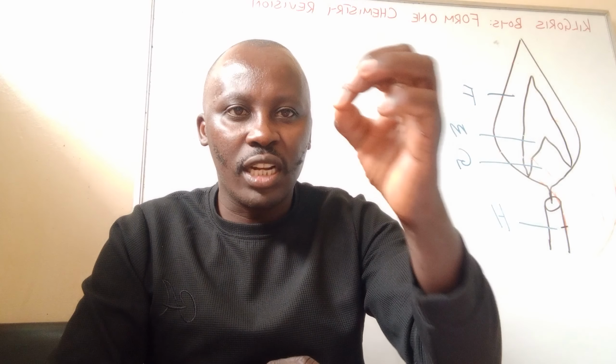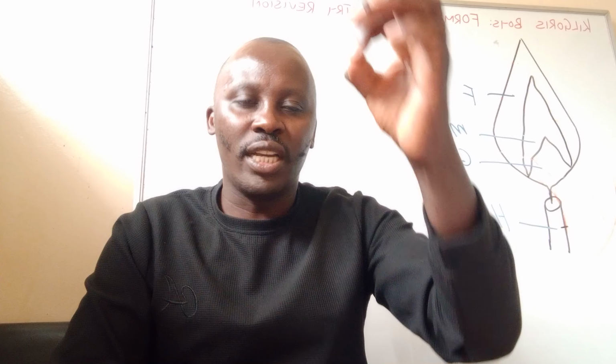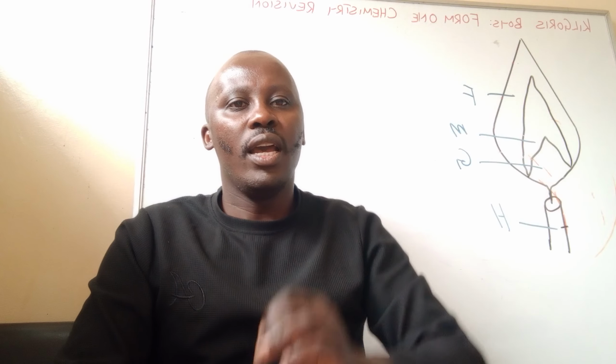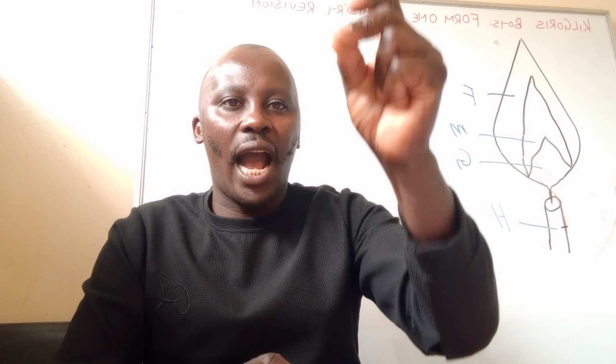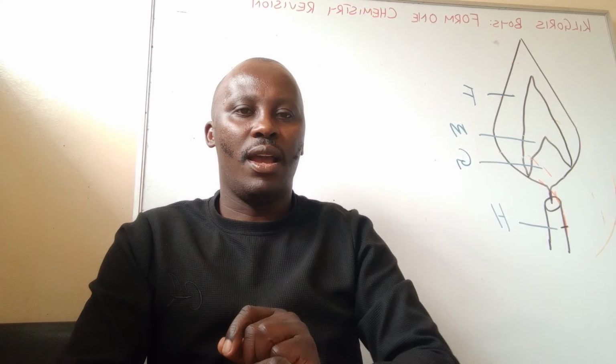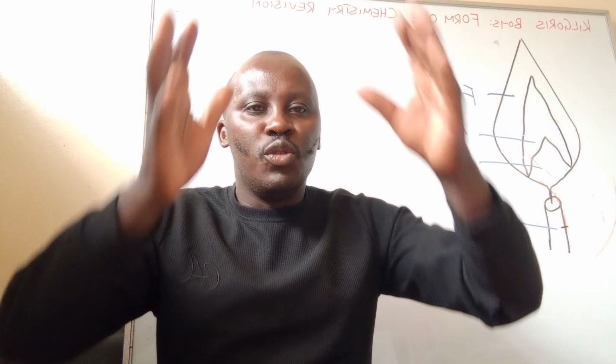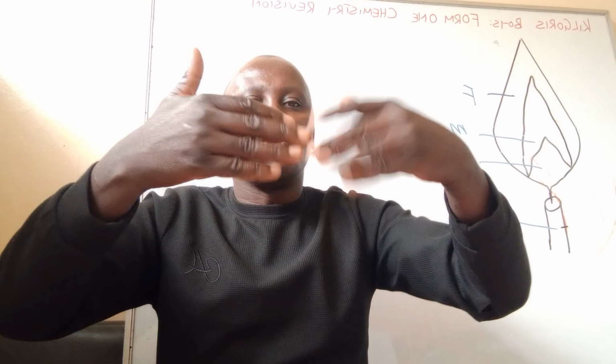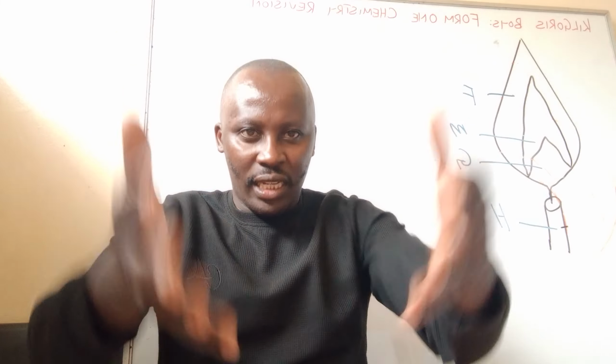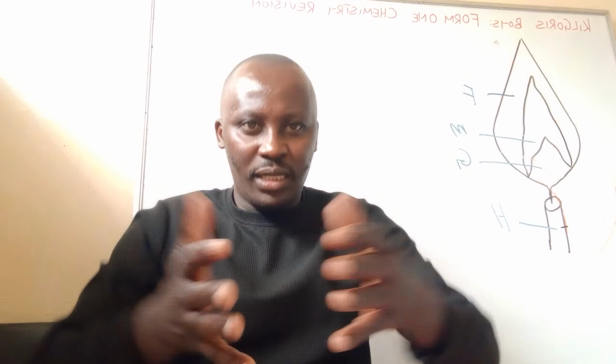Identify the materials or the apparatus being used. Number two, you give a procedure followed for those apparatus that you have identified. And then you give an observation, what is observed at the end of the experiment. That is how you can describe an experiment.